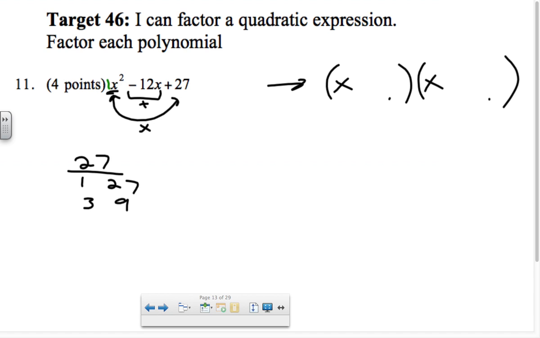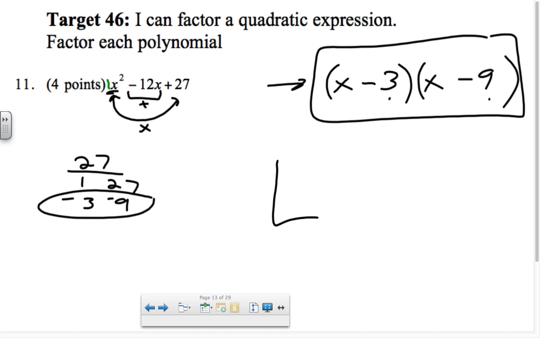Well, 3 and 9 add to positive 12, so if I want them to add to negative 12, I'll make them both negative. Negative 3 plus negative 9 is negative 12, and they multiply to positive 27. And that's the factorization. Done.